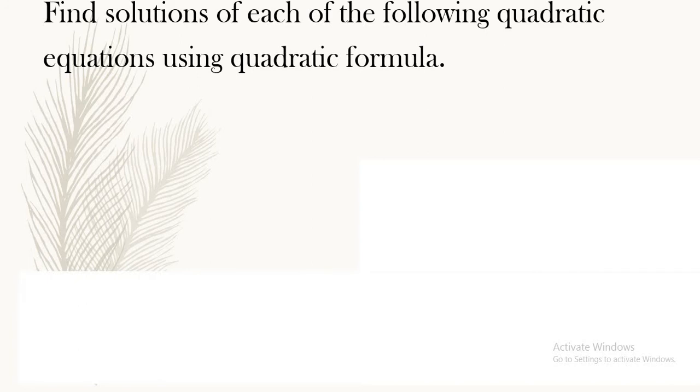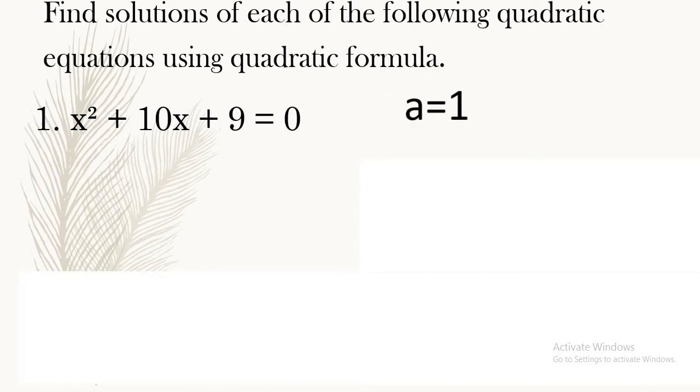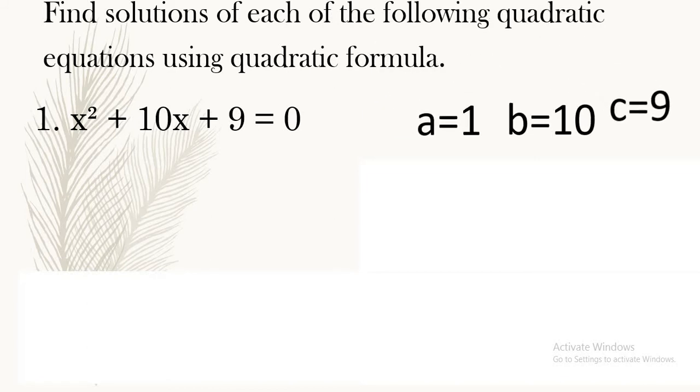Find solutions of each of the following quadratic equations using the quadratic formula. x squared plus 10x plus 9 is equal to 0. The first step is to find the values of a, b, and c. So our a is 1, our b is 10, and our c is 9.